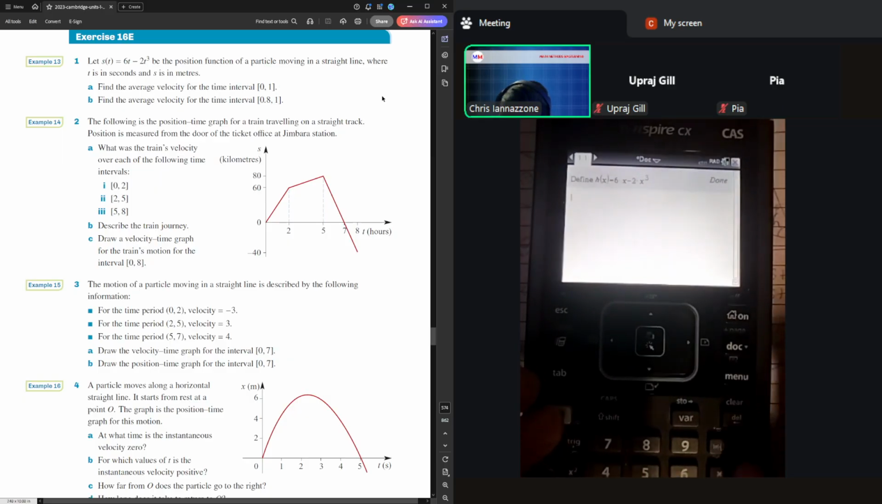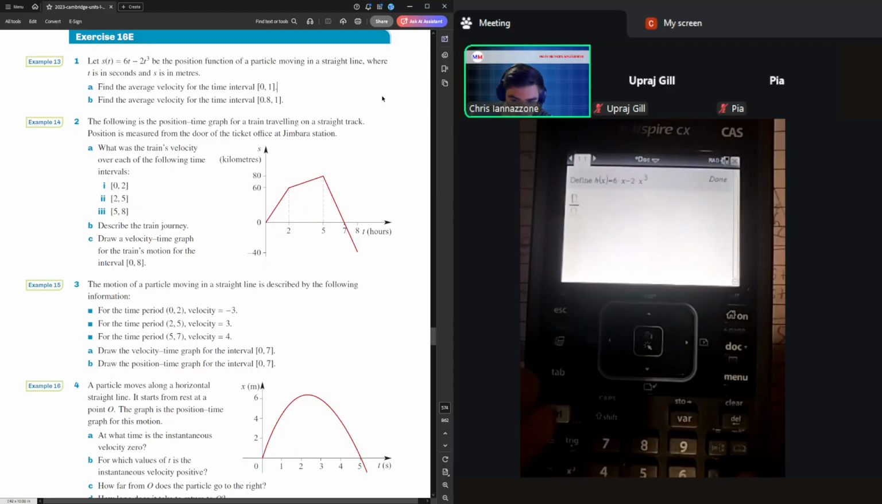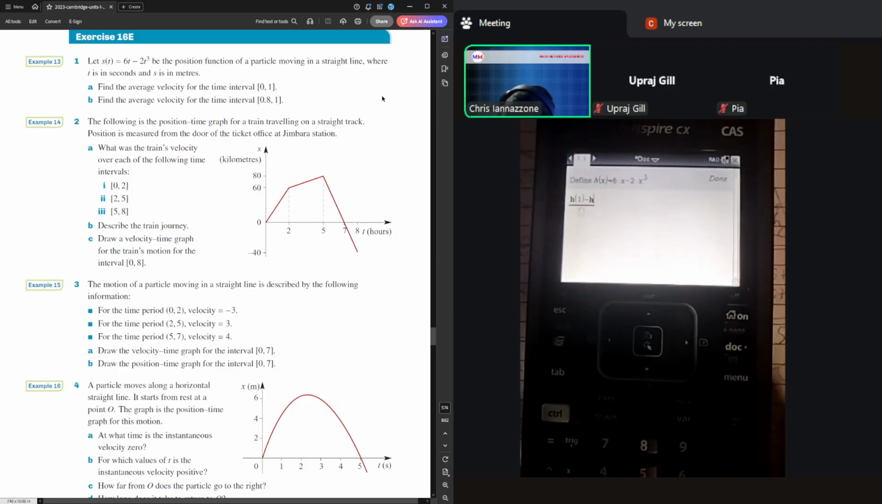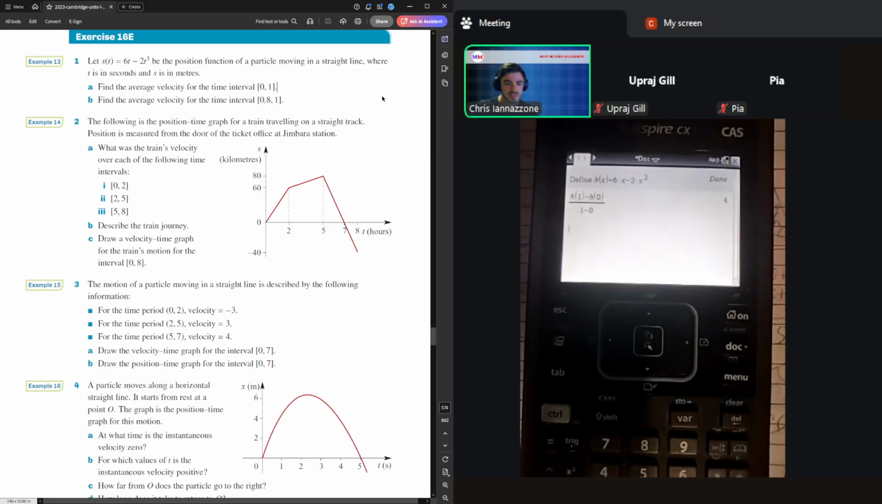Then we do our rise over run. So h of 1 minus h of 0 over 1 minus 0. We get the answer of 4. That is not the final answer. What is the final answer? What's the most correct way of presenting that?